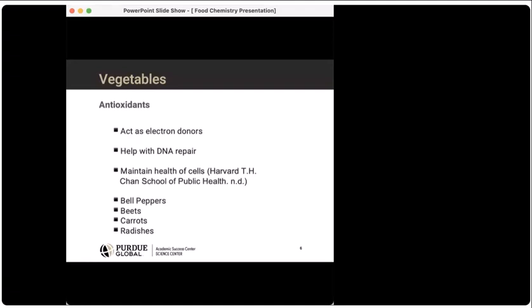Antioxidants are also involved in mechanisms to help repair DNA and maintain health of our cells. Now, one thing to remember is that antioxidants work with other antioxidants and substances. They do not work alone or in isolation. And that's important to remember related to the idea of taking antioxidant supplements.